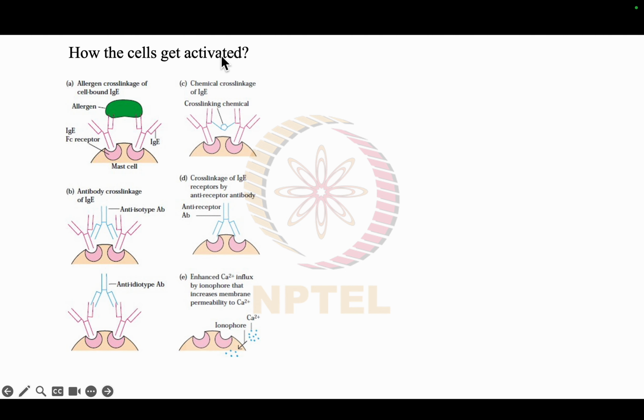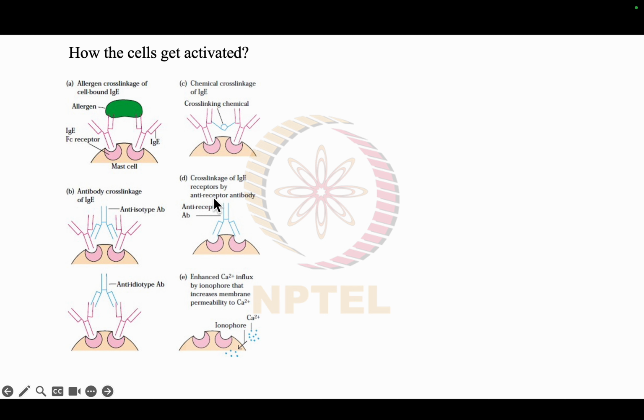So how do the cells get activated? Allergen cross-linkage of cell-bound IgE. This is the IgE Fc receptor. IgE is bound with Fc, and this is allergen. So it's a mast cell. Antibody cross-linkage of IgE, an anti-isotype antibody, so antibody cross-linkage also can happen. Option C can be chemical cross-linkage of IgE.